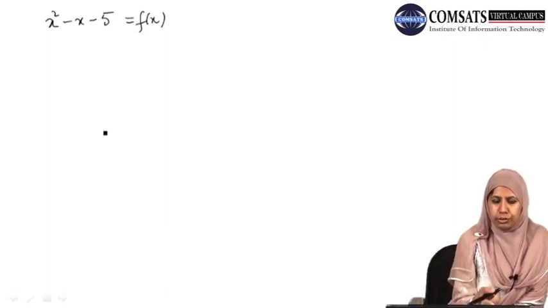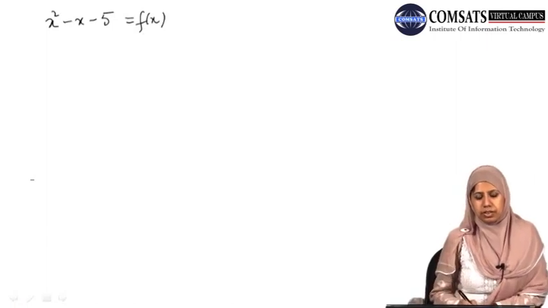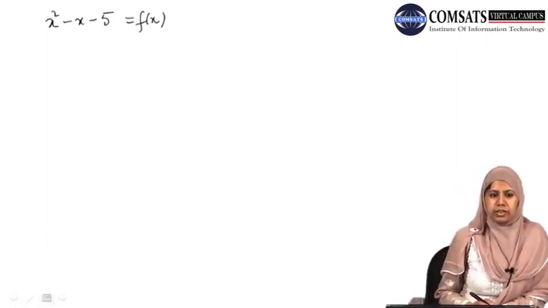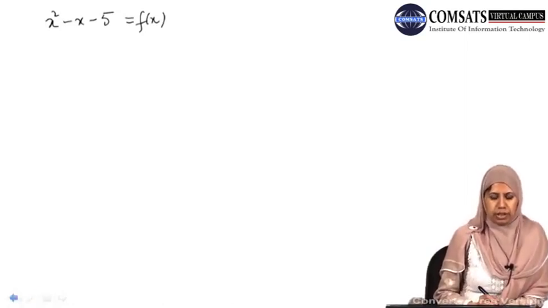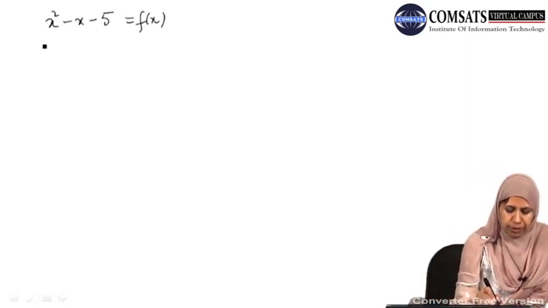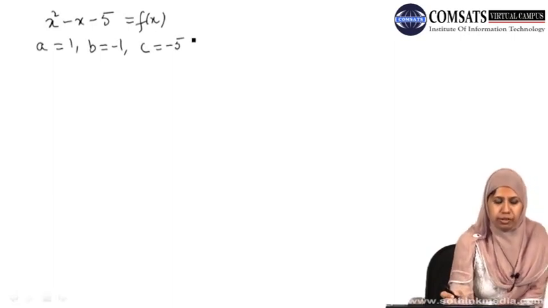In order to find the roots or the x-intercept, we can see that we cannot factorize this equation, or we cannot find the factors easily. Then in this case, to find the roots of our quadratic equation, we will use our quadratic formula. Then here a is equal to 1, b is equal to minus 1, and c is equal to minus 5.